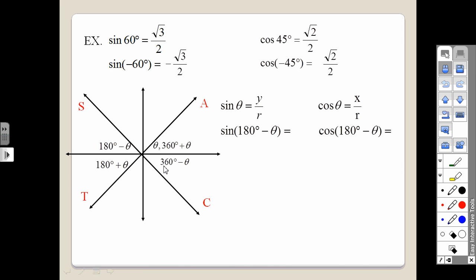Okay, so really what you simply have to think about, you don't have to memorize all this stuff, is just go back to your All Students Take Calculus and just envision, hold on one second.